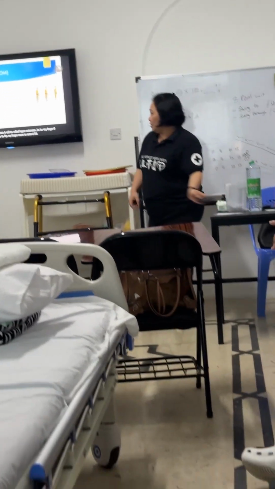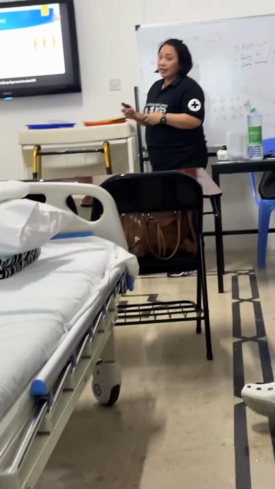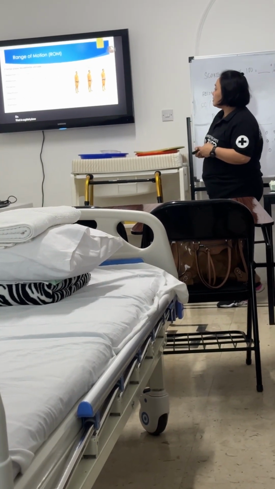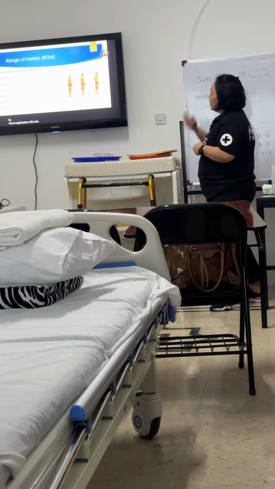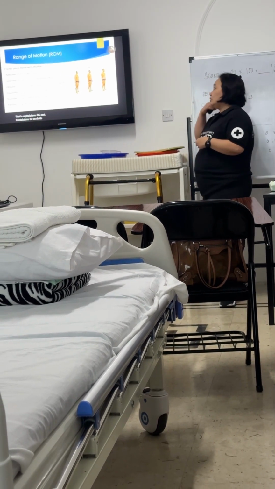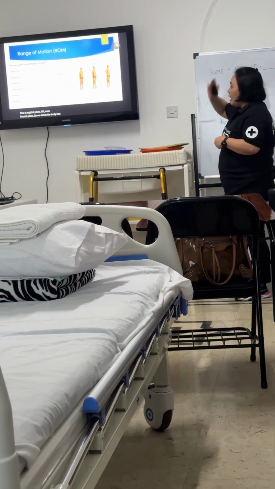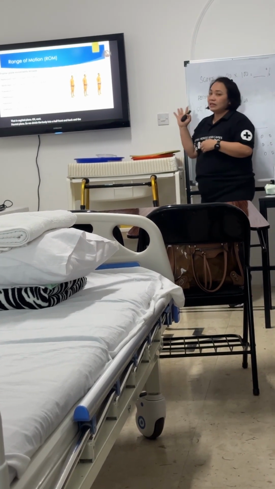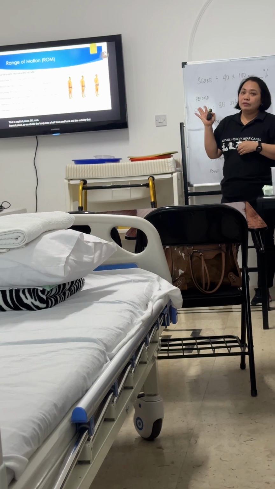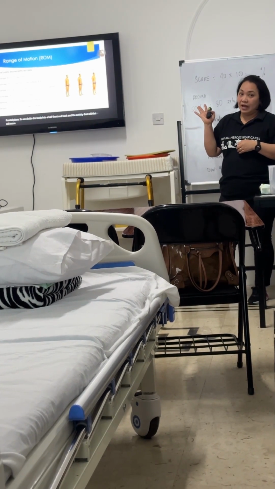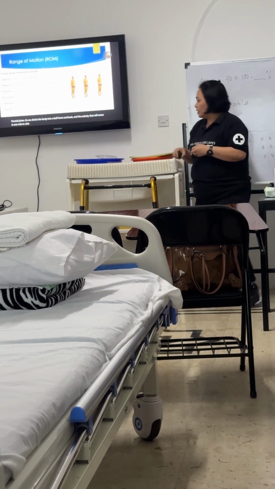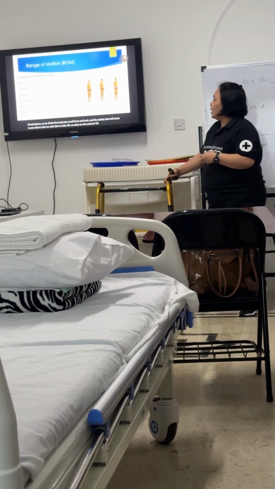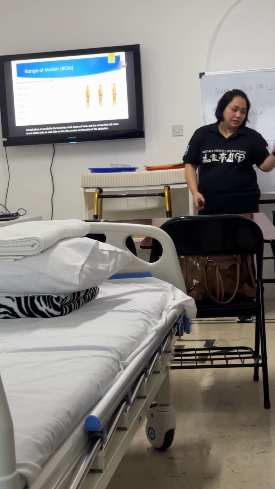So, that is the sagittal plane. Next, frontal plane. So, we divide the body into half, front and back. And the activity that will move is what? Side to side. Okay, so what are the actions? Adduction and abduction.